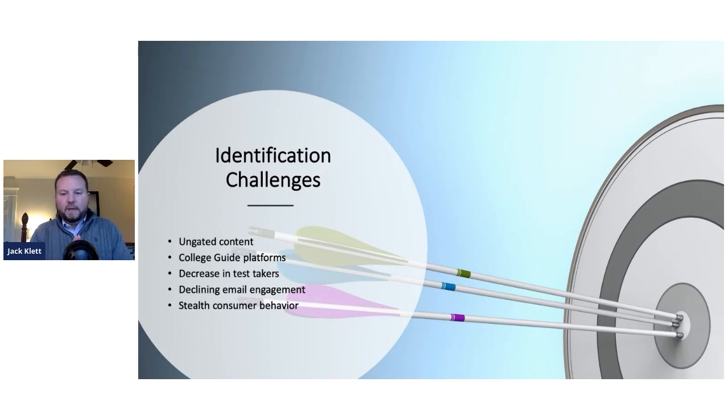So how do we actually work to identify these stealthy adult students? We'll spend some time talking about that as well, because identifying stealth prospects really is among your greatest opportunities. And right now, those stealth prospects are a big problem.